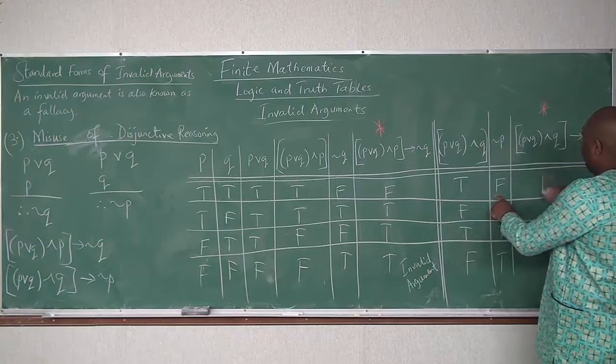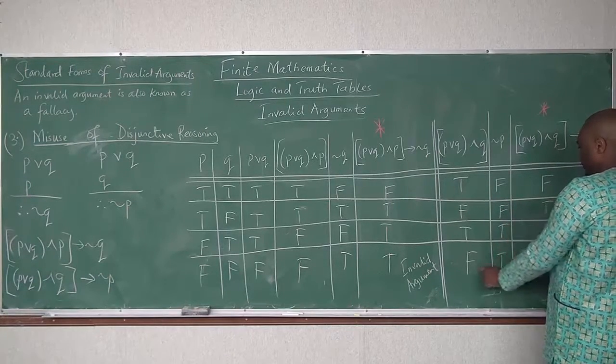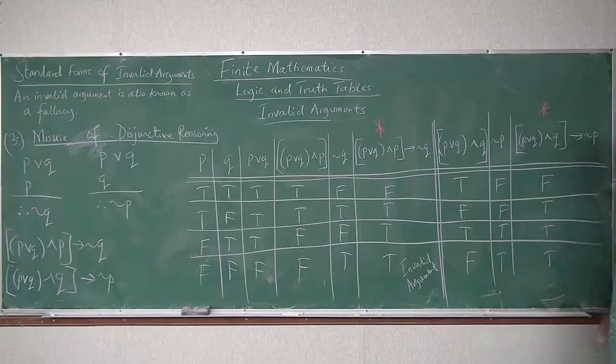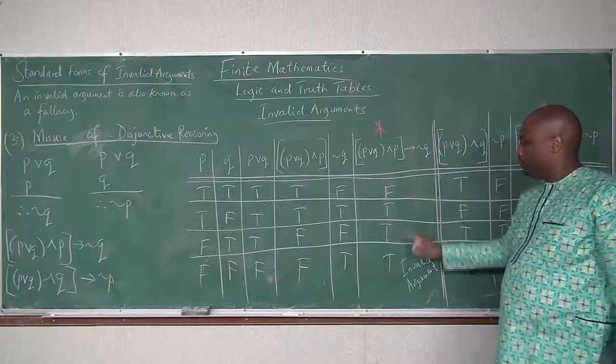True implies false is false, false implies false is true, true implies true is true, false implies true is true. So it's the same thing, an invalid argument. You see, both of them are invalid. And both of them are equivalent because they have false, true, true, true.